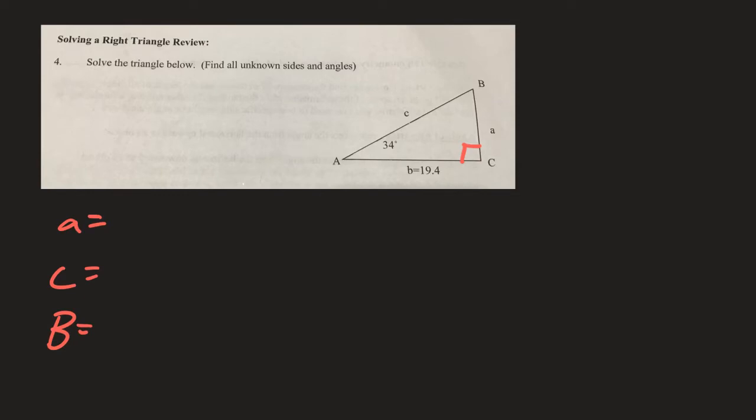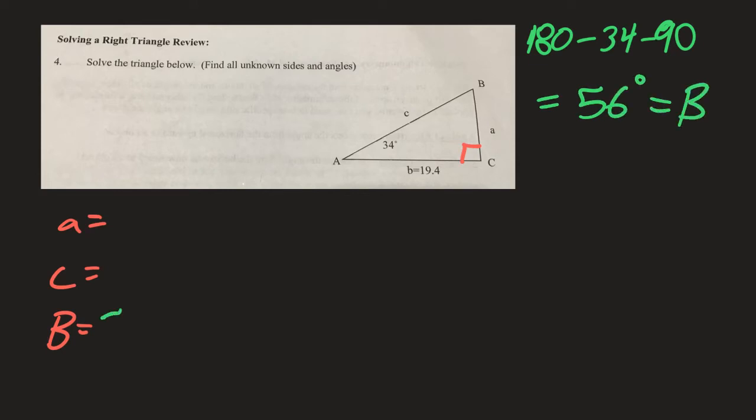All right. And think back to our law of sines and law of cosines. How can we solve this? What's a good starting point for us? Hopefully you came up with that angle B is probably the easiest thing to solve for because we know the angles add up to 180, so we can do 180 minus 34 minus 90, and that should leave us with 56 degrees, which is big B. So here we go, that is 56 degrees.